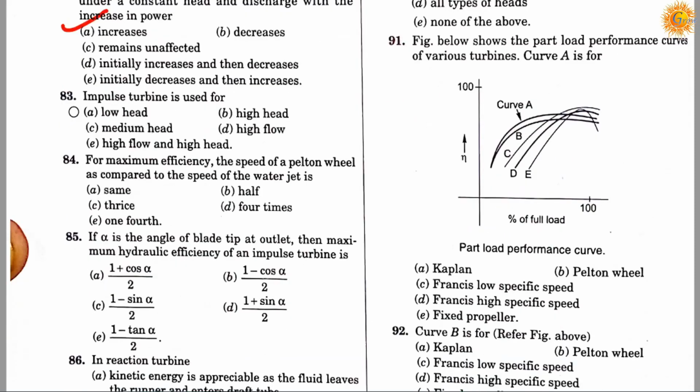Question number 83. Impulse turbine is used for option A low head, option B high head, option C medium head, option D high flow, option E high flow and high head. Correct answer is B. Impulse turbine is used for high head.